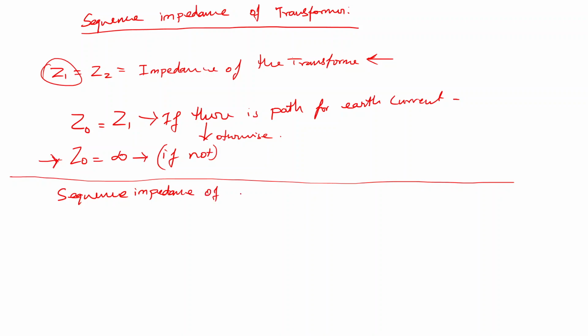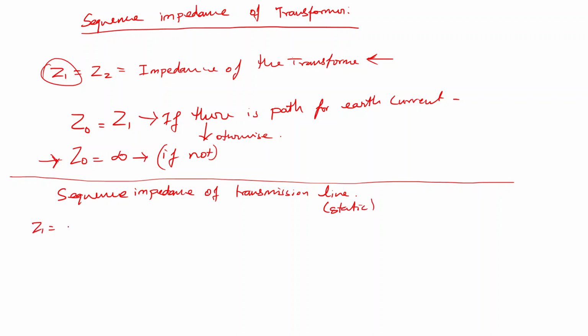Sequence impedance of transmission line. So first, for a transmission line, whether it is static or rotating equipment? It is static. So what is the observation?